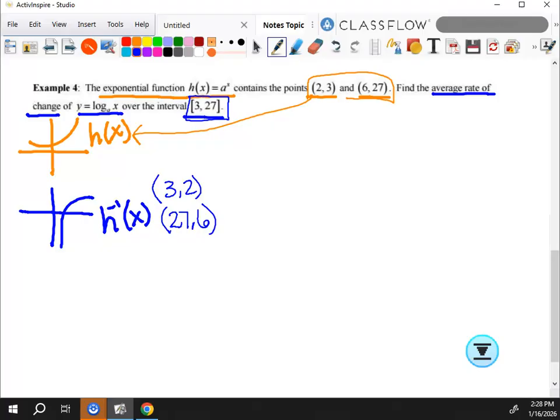If I'm going to find the average rate of change, I know I'm going to start with a fraction. Do I start off by just putting numbers in the numerator? No. What do I write in the numerator? H inverse of what? 27, thank you very much, minus h inverse of 3 over 27 minus 3.